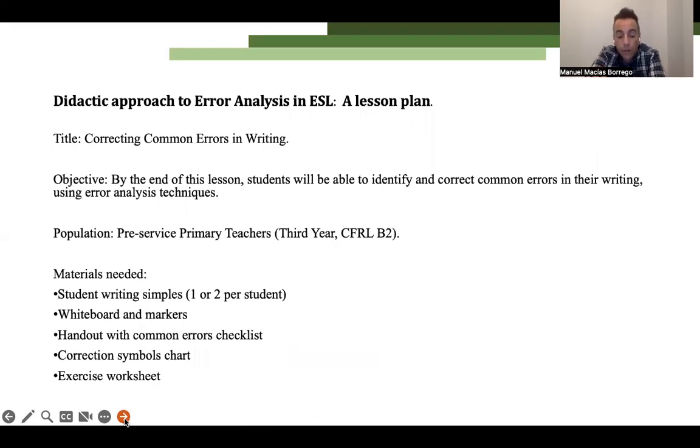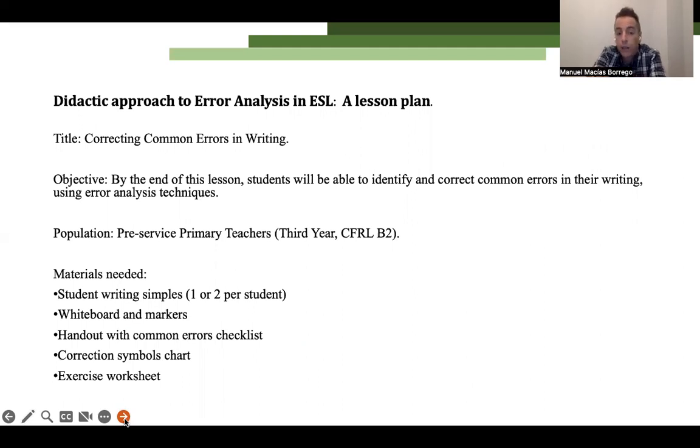As I said at the beginning of the presentation, the main objective is presenting a didactic approach to error analysis in the form of a lesson plan. This lesson plan is organized in different sections that I'm going to talk about in a minute. The whole duration of this lesson plan should be approximately 90 minutes.